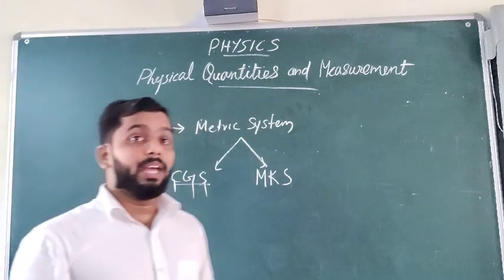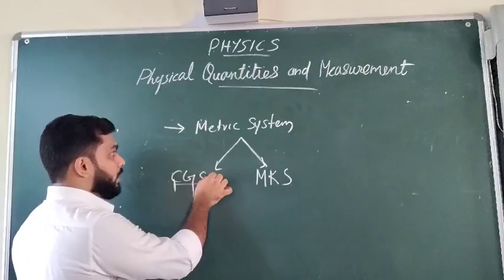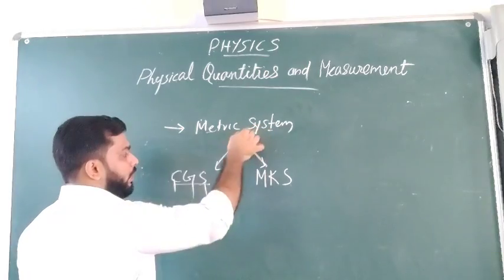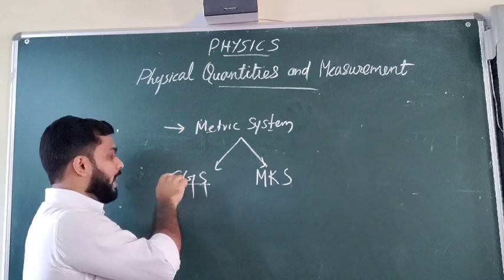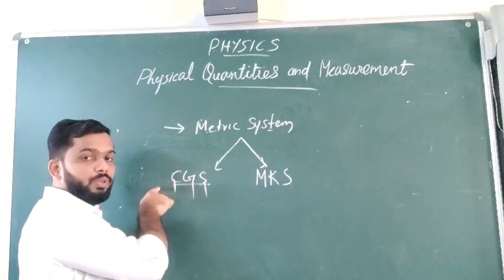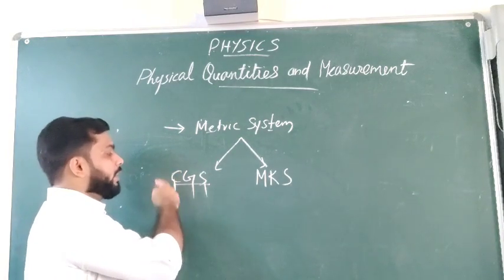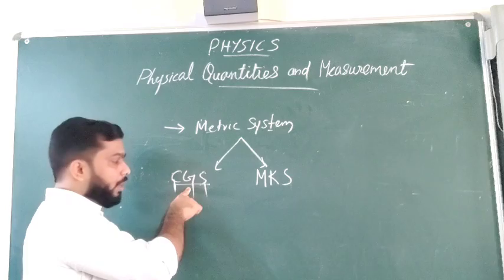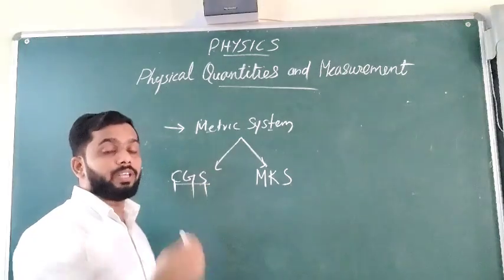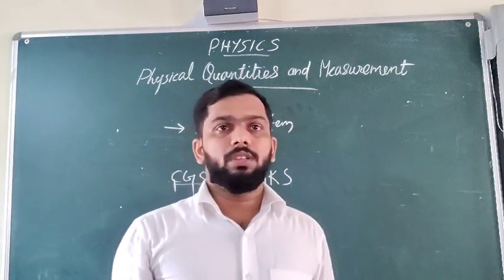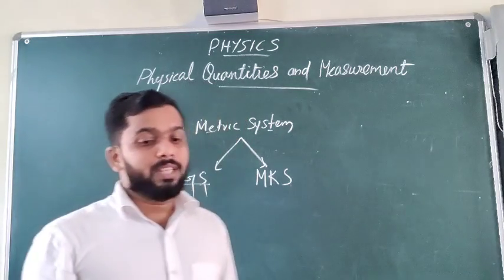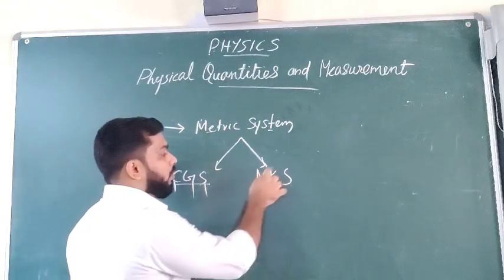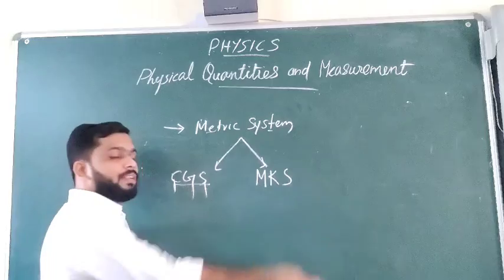Okay, so they were measuring length in the CGS system. The metric system was divided into two, the CGS system and the MKS system. In the CGS system, they were measuring length in centimeters, mass in grams, and time in seconds.